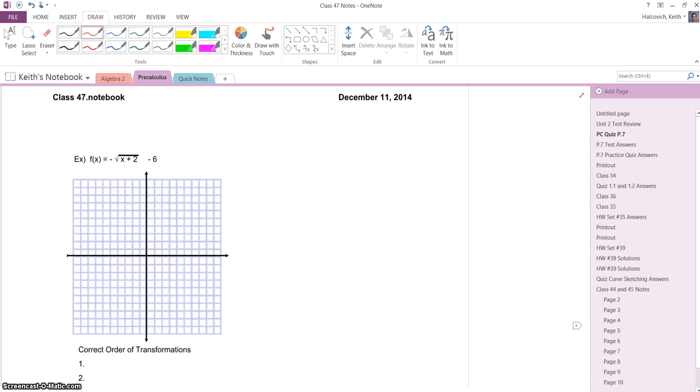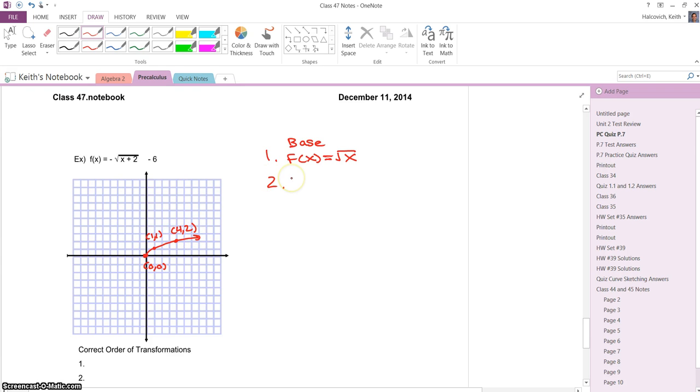So here we have an example. We're going to graph this. So first, the base function of this one is the square root. And remember, the square root function, you have 0, 0. You have 1, 1. And you have 4, 2. Those are the 3 points we normally use. So that is the square root function.